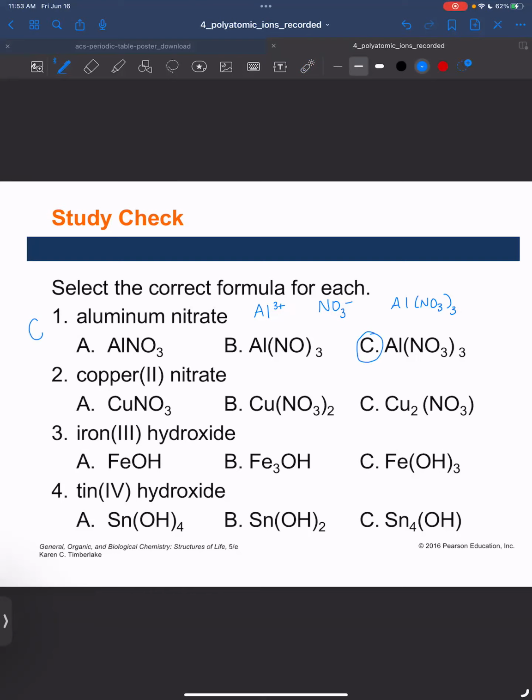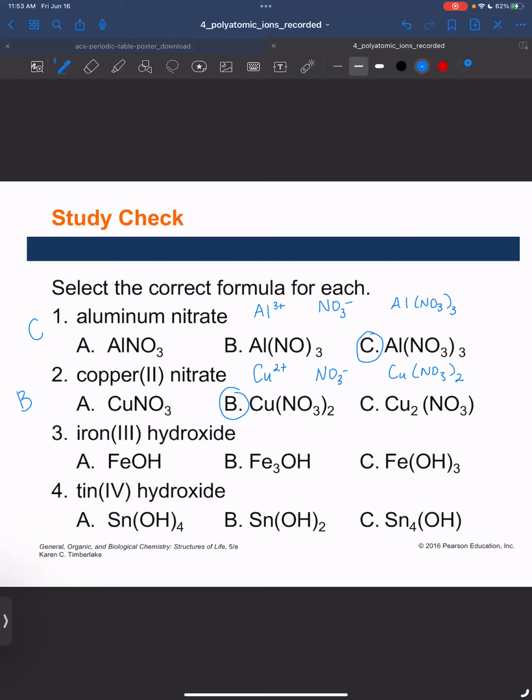Copper(II) nitrate, so copper is Cu, and then 2 is the charge. Nitrate, we already have that formula above. And then when you write the formula, Cu, and then put parentheses NO3 without the charges, and then you can do the crisscross rule. 1 comes down for the copper, 2 goes outside the nitrate. So it looks like the answer is B for copper(II) nitrate.